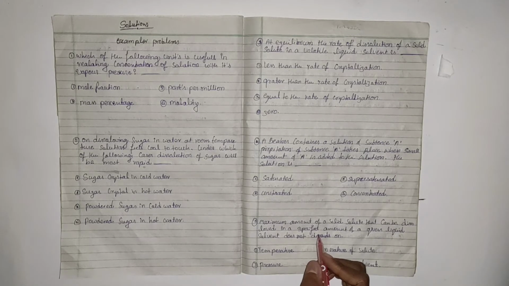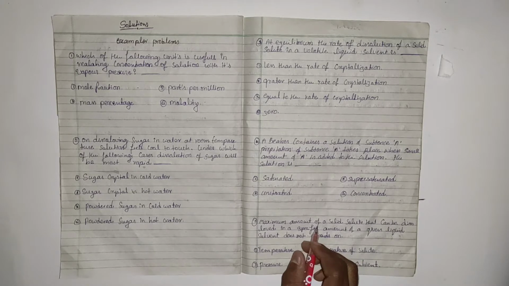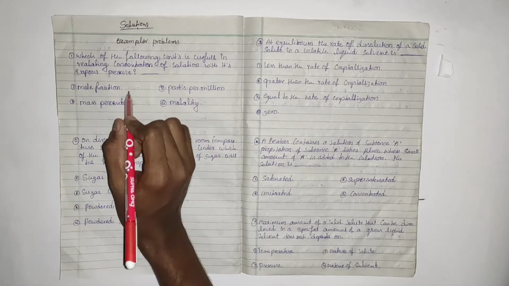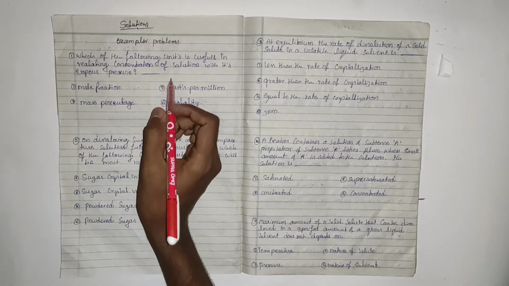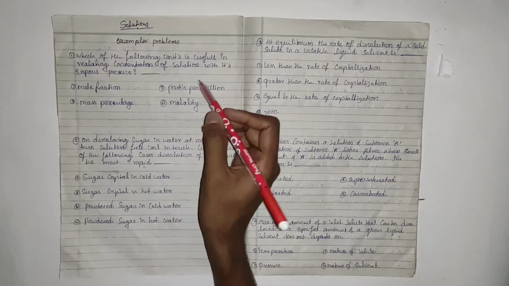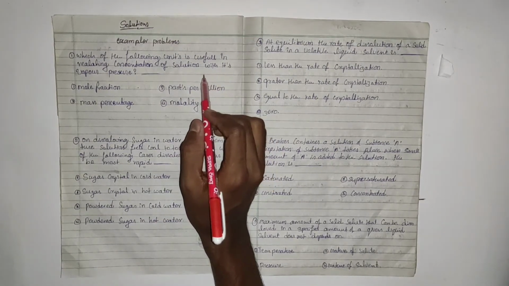In our last video we studied the complete synopsis of the solution chapter. In this video we will discuss some example problems from the solution chapter. Okay, the first question: which of the following units is useful in relating the concentration of a solution with its vapor pressure?